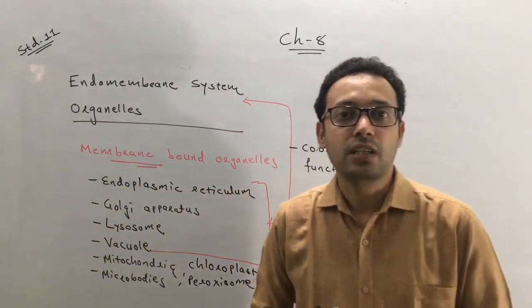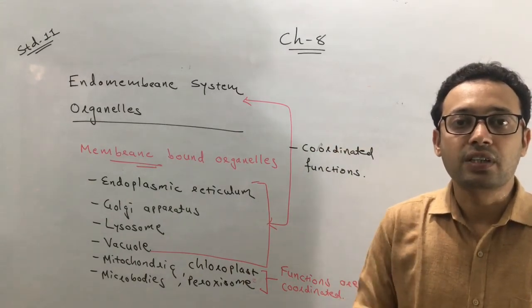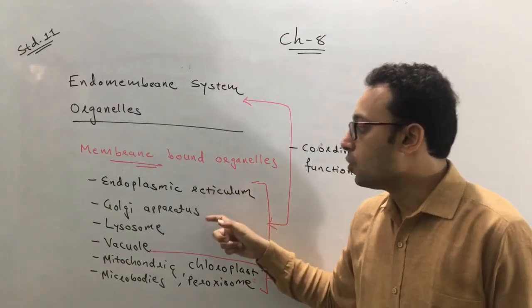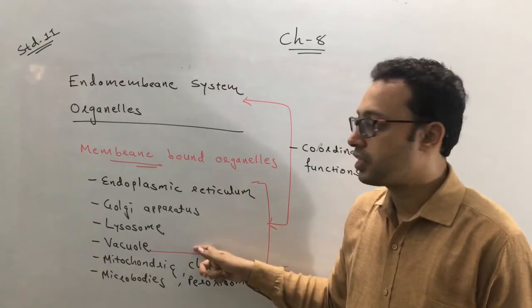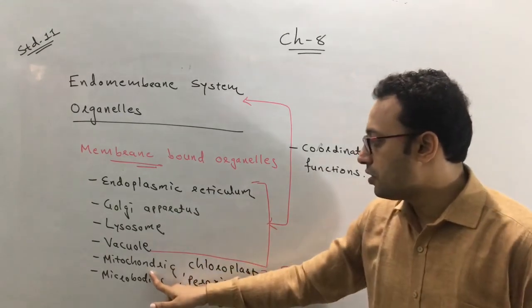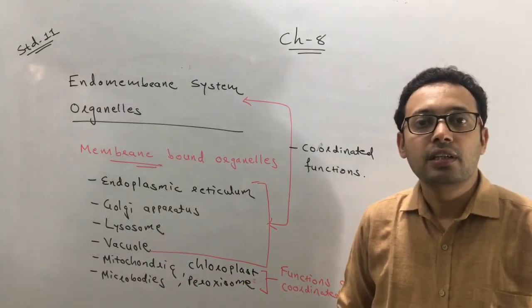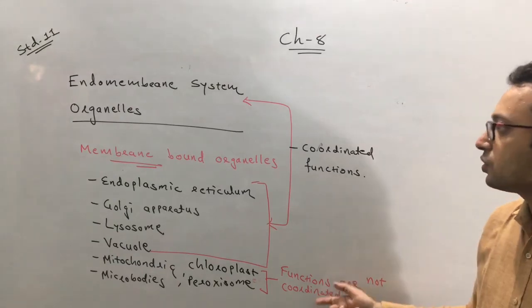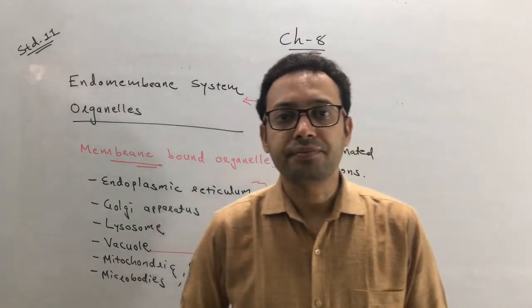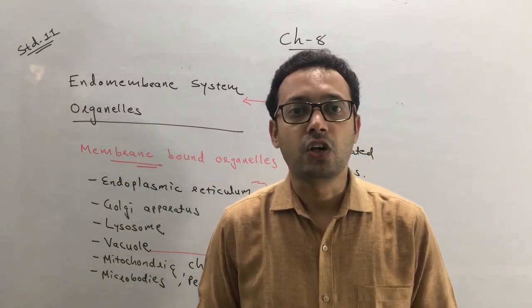Again, to repeat, what are endomembrane system organelles? They are organelles whose functions are coordinated with each other, like endoplasmic reticulum, Golgi apparatus, lysosome and vacuole. They are membrane bound and their functions are coordinated. But mitochondria, chloroplast, microbodies and peroxisome are membrane bound, but their functions are not coordinated, so they are not part of the endomembrane system. So students, today we have learned two things: one is the cell wall and the second is endomembrane system organelles.